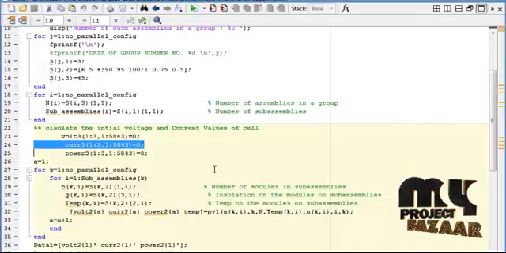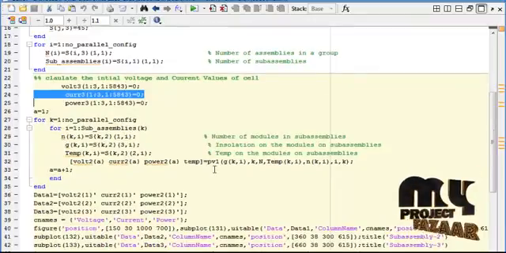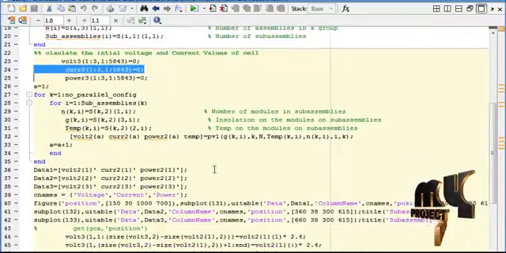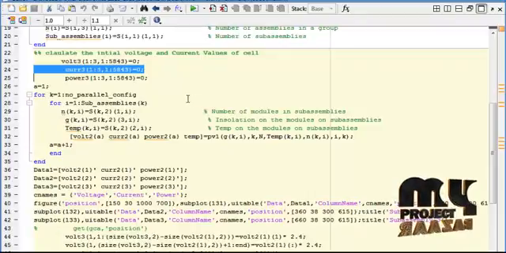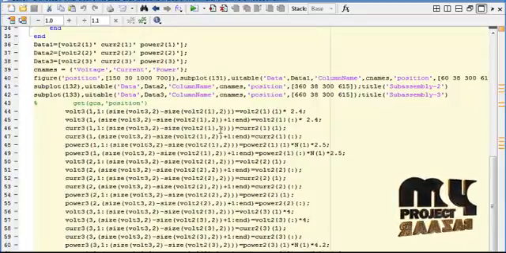This calculates the initial voltage and current values of the cell. Each and every cell, we are connecting 4 cells for the PV, and then we get the power, current and voltage. So this is a sample of the coding. The main function is to get the output from the PV cells.